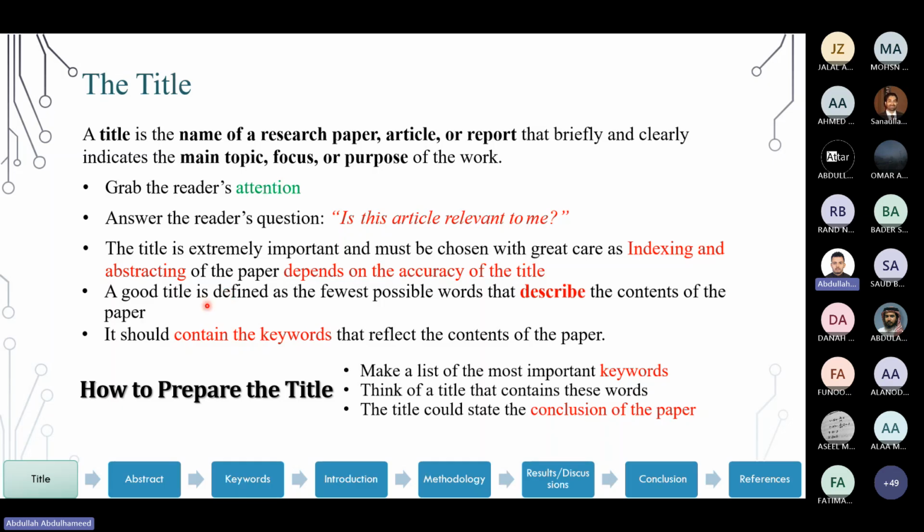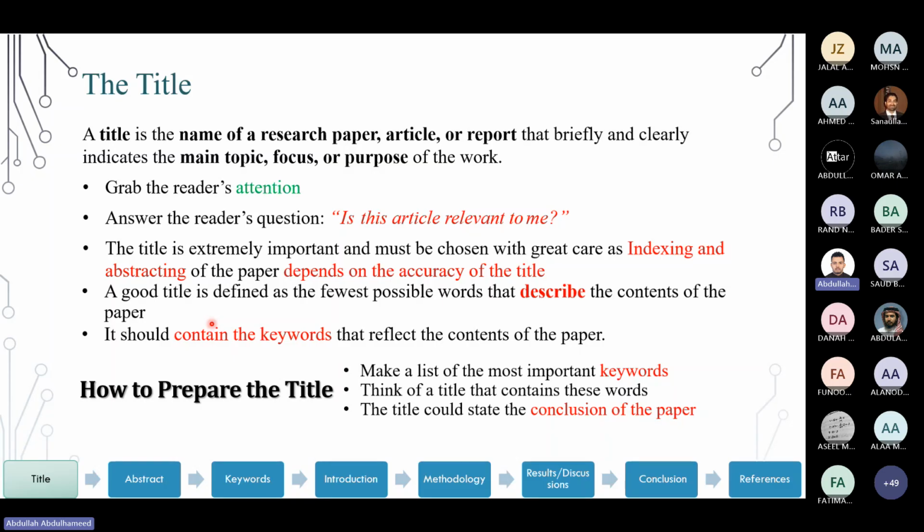Another thing, a good title is defined as the fewest possible words that describe the content of the paper. When you say that, make sure your title is clear and relevant to the content of your paper. Also, please avoid making it long. I mean, when you create a title and the title is, for example, 2 sentences, or maybe 2 lines or 3 lines, that is not good.